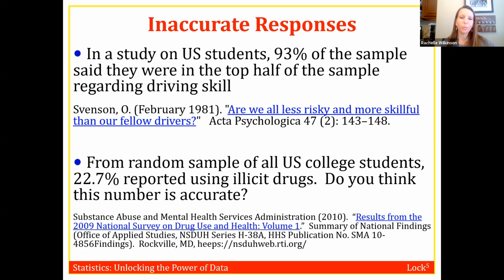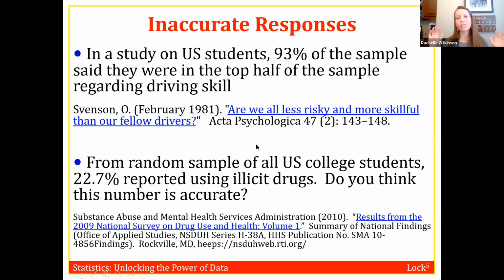And then from a random sample of all US college students, 22.7% reported using illicit drugs. Do you think people are going to be honest when they're asked if they use illicit drugs? I don't think so. So I think anytime you ask sensitive questions like that, or where people might be worried if they give a certain response, if you ask people if they cheated on their taxes or something like that, you're probably going to get people lying to you. So you need to take that into account and realize that you're going to have bias in your survey.